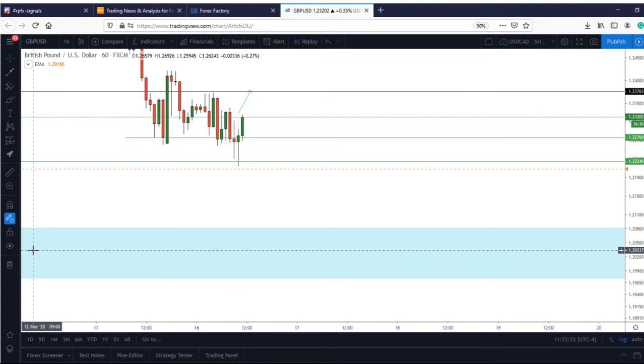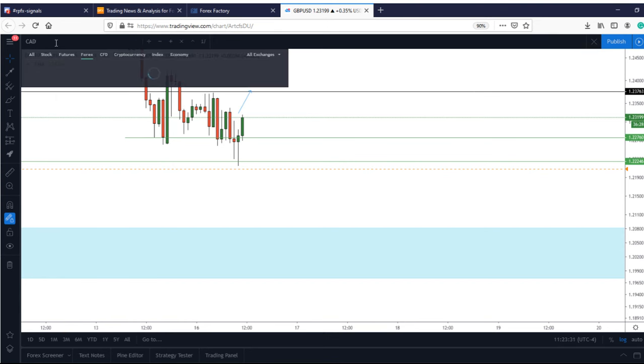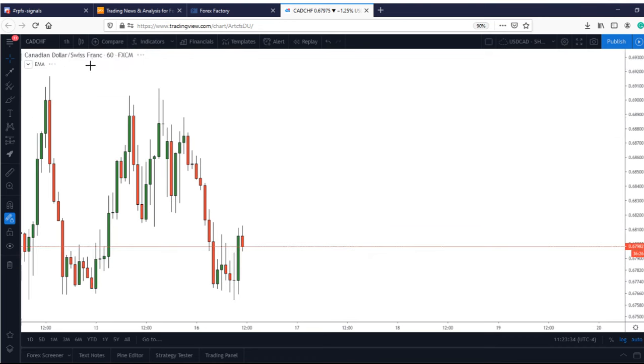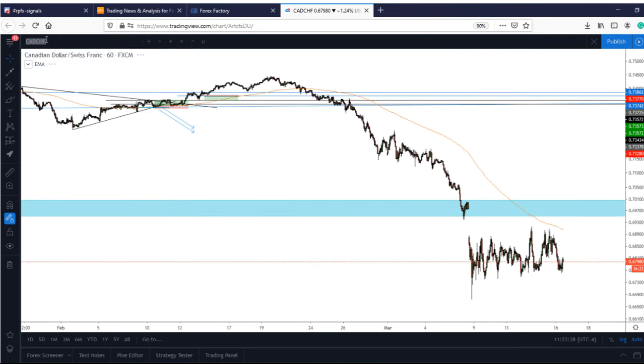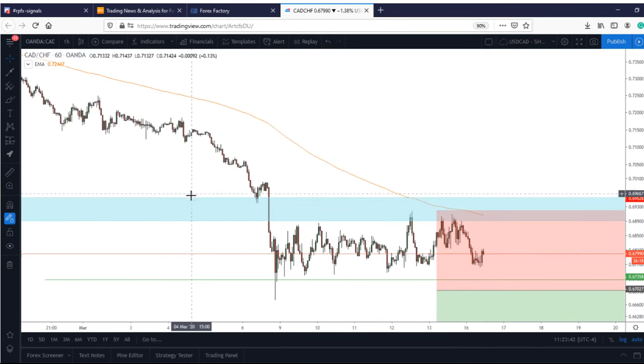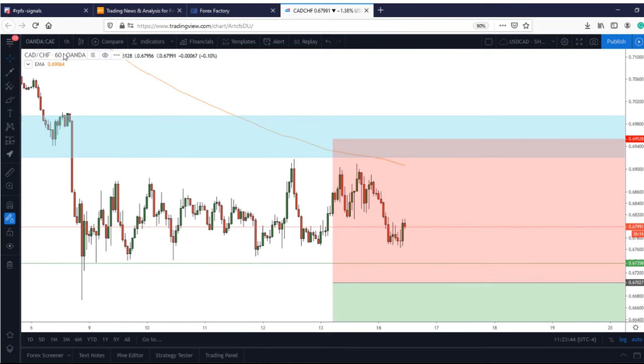And Kiwi Yen. So Kiwi Yen, I took a swing short last week. I got out when I could. CAD Swiss, let's take a look. I believe I gave someone an idea of CAD Swiss last week. Let's see if I did. Oh yeah, I did. And CAD Swiss still remains the same.